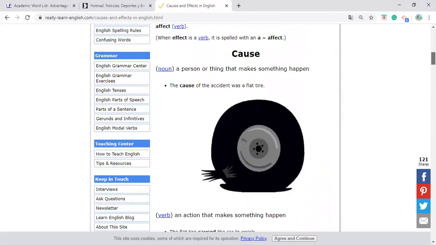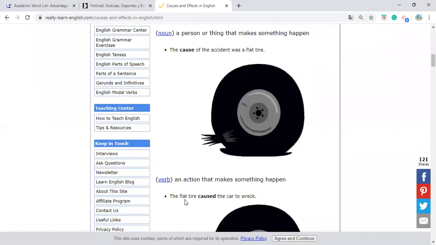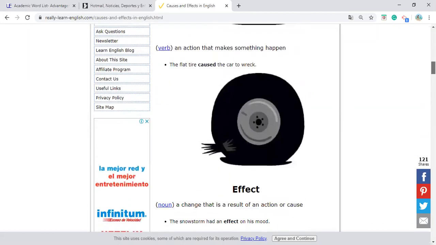examples. Like cause. Cause es un sustantivo. Como pueden darse cuenta, refers to a person or thing that makes something happen. We can say the cause of the accident was a flat tire. The cause of the accident was a flat tire. La causa del accidente fue una llanta ponchada, como pueden ver. Luego tenemos verb, an action that makes something happen. The flat tire caused the car to wreck. The flat tire caused, aquí estamos utilizando cause como verbo en pasado. También lo pueden decir de la misma manera.